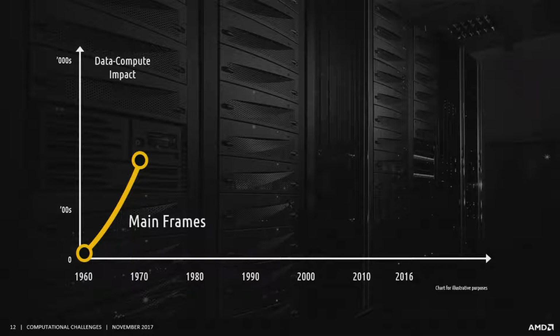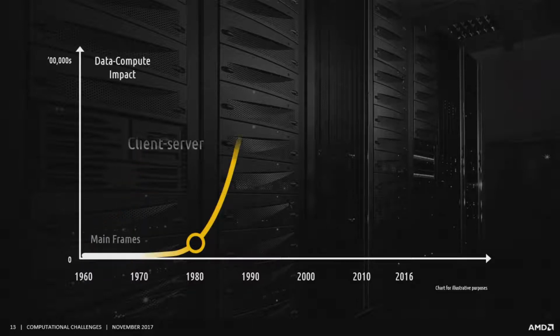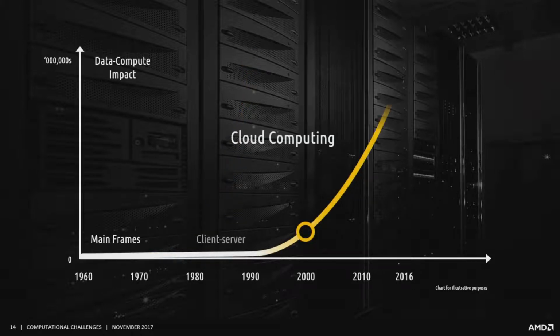It was not very big at all. As we went through to the 70s and 80s, we emerged with the client-server kind of situation where there was a lot of compute done here and not much done there, and we got work done, but it was kind of messy. And then as cloud computing came on board, the amount of data compute impact started to be measured in the millions and billions.